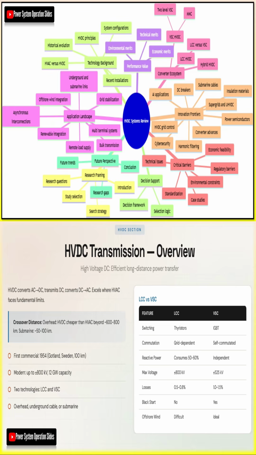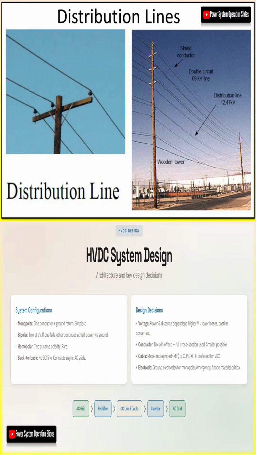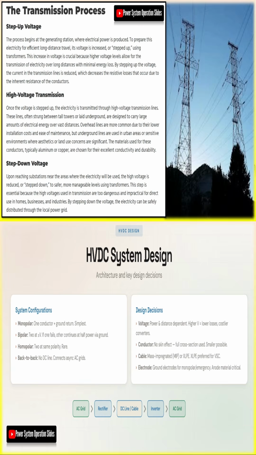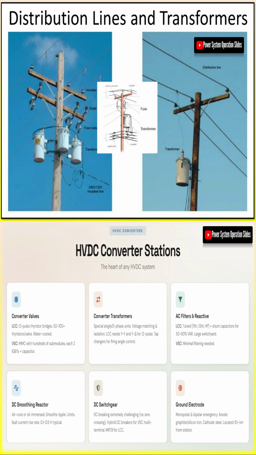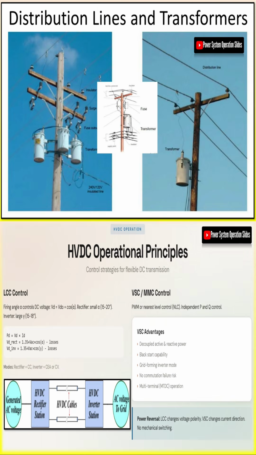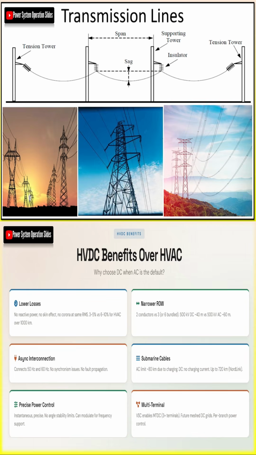The behavior of any transmission line is governed by four fundamental parameters: resistance, inductance, capacitance, and conductance. Resistance depends on conductor material, cross-sectional area, and temperature, with the skin effect increasing effective resistance at higher frequencies. Inductance arises from magnetic flux linkage between conductors and is characterized by geometric mean distance and geometric mean radius, producing series reactance that causes voltage drop.